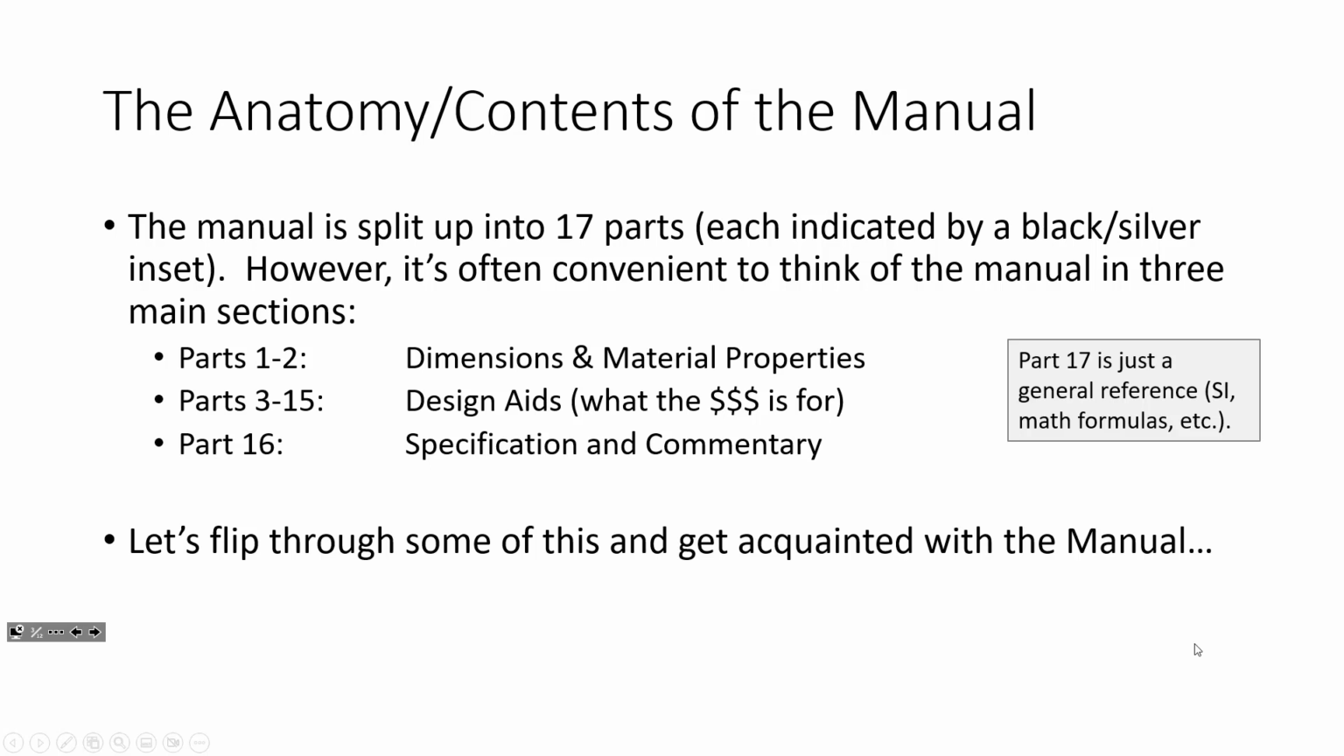So everything that we do this semester throughout the entire course is going to be in accordance with what Part 16 says, okay? The name of that specification is AISC 360. So if you ever hear me use the term AISC 360, that is the name of the specification for structural steel buildings. In fact, the description of this course says design of steel structures in accordance with AISC 360.